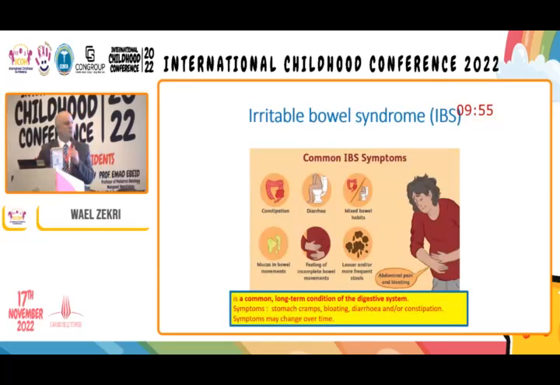We can find irritable bowel syndrome, which may be manifested by a long-term condition of the digestive system, with different symptoms like stomach cramps, bloating, diarrhea, and constipation. And these symptoms may change over time.